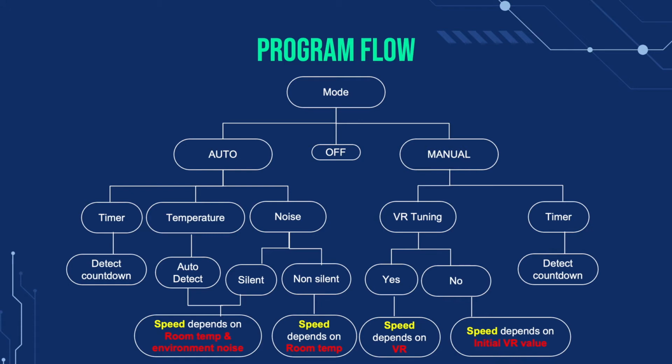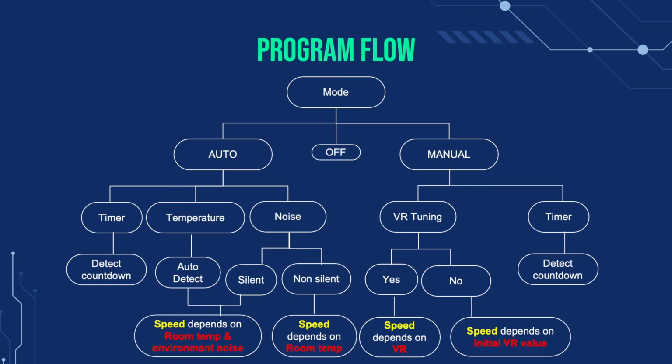So here's the program flow. There will be three modes: auto, off, and also manual. Under auto mode, there will be three aspects that will be automatically detected at all times, which will be the timer, the temperature, and also the noise. So the program will automatically detect whether a user has set a countdown and started it using K2. And it will also measure the room temperature and environmental noises at all times using the temperature sensor and noise sensor. If the users have enabled silent mode, the fan blade speed will depend on the room temperature and also the environmental noises. If not, the fan blade speed will only depend on the room temperature.